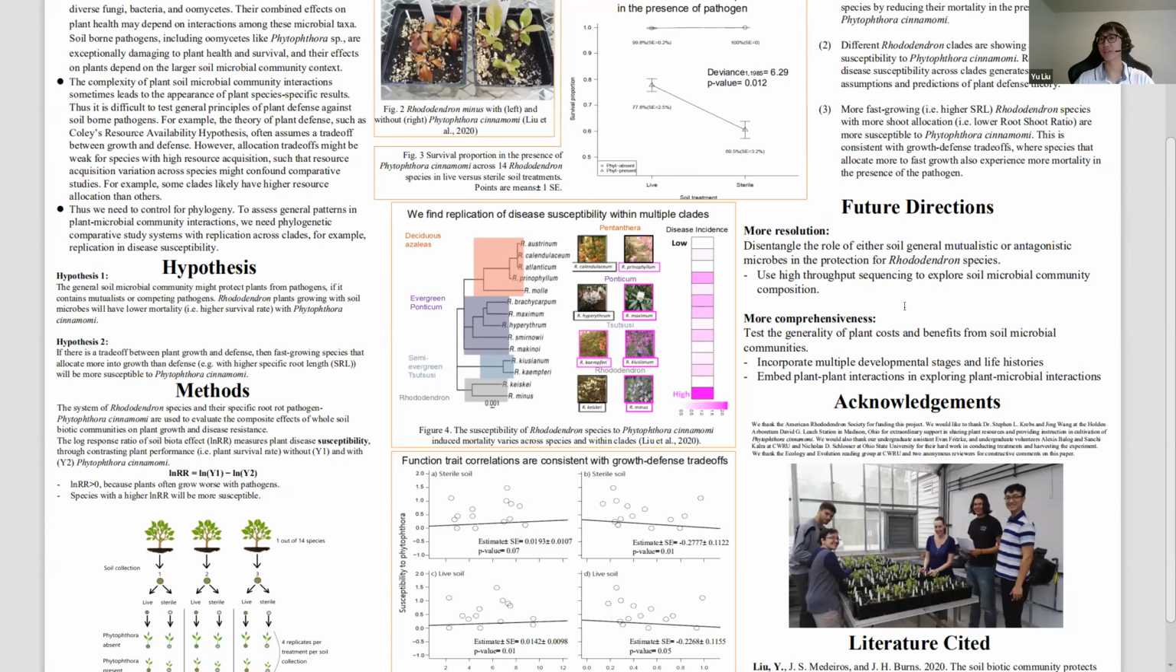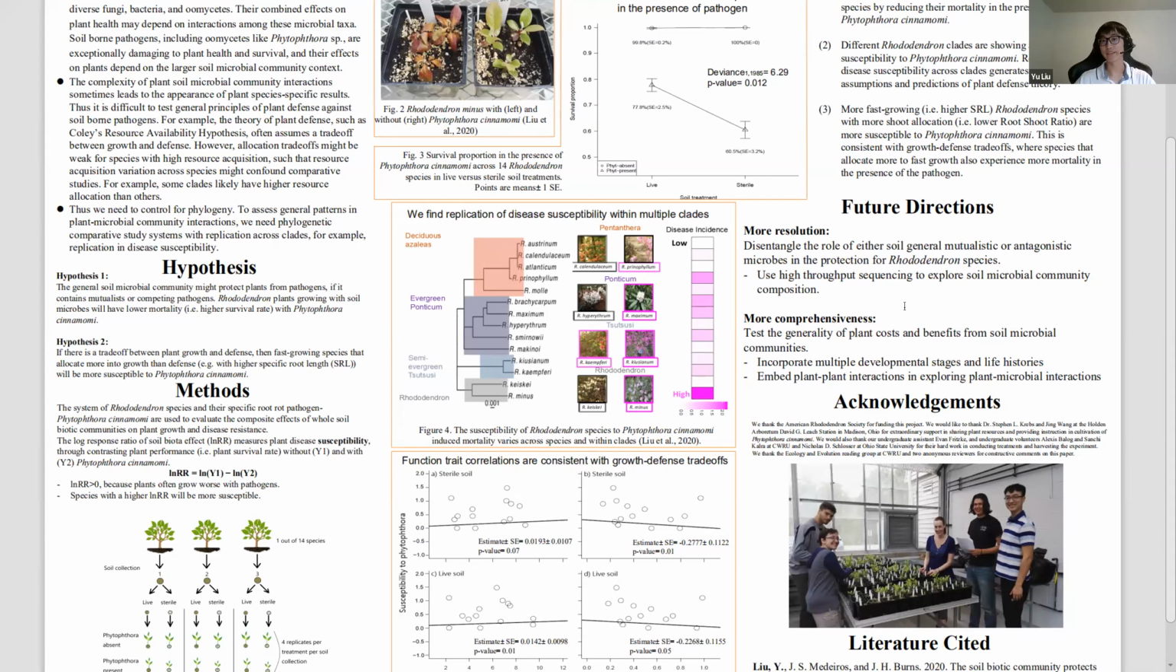communities is also intriguing. For example, incorporating some life history traits and multiple developmental stages of plants might add knowledge to our understanding of the plant-soil microbial effects on plant disease resistance. And also including plant competition while studying the plant-soil microbial interactions might provide some novel insights into the soil microbial effects.